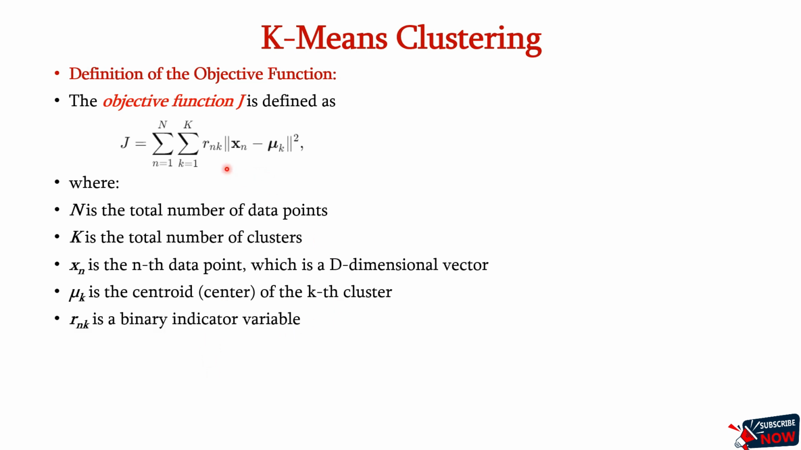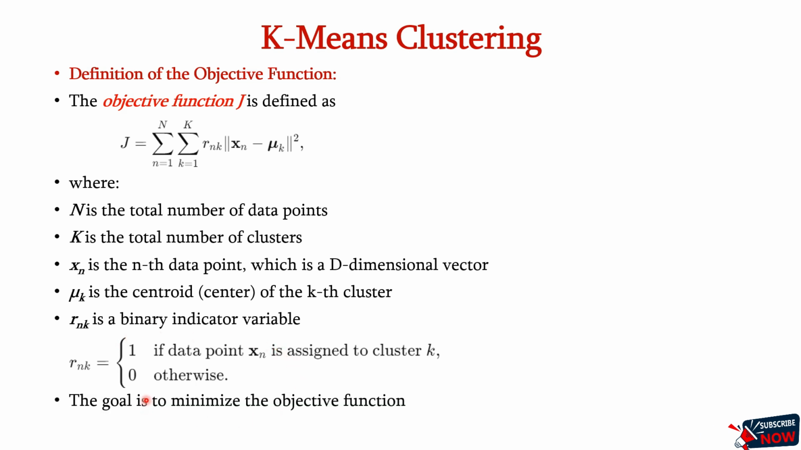And Rnk is the binary indicator variable which takes a value of either 0 or 1. So if a data point xn is assigned to a particular cluster k, then Rnk will be 1. If it is not assigned to that particular cluster k, it will be 0. So the goal here is to minimize the objective function.